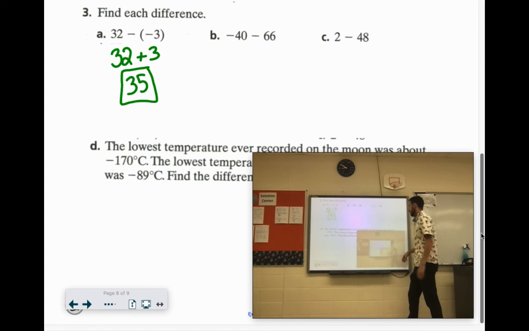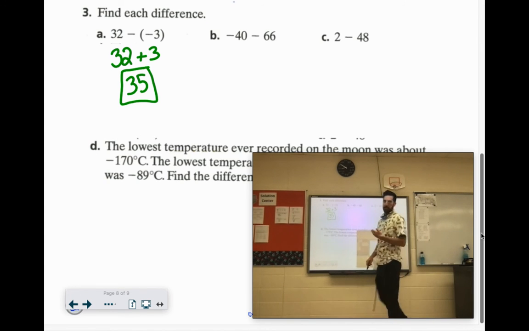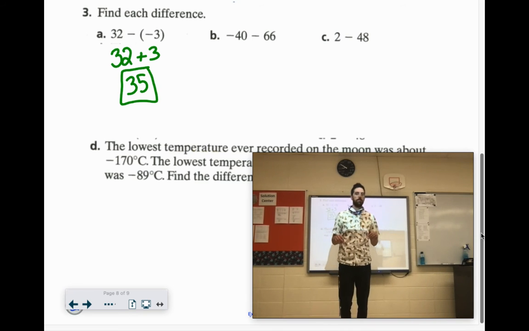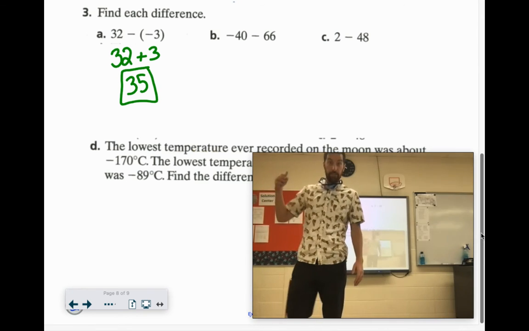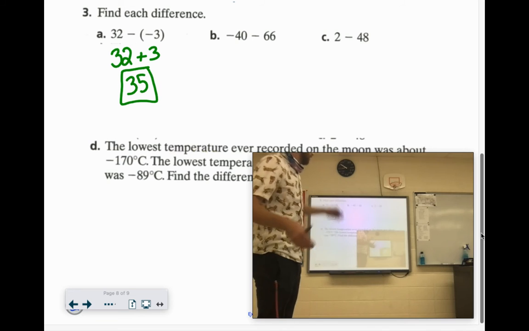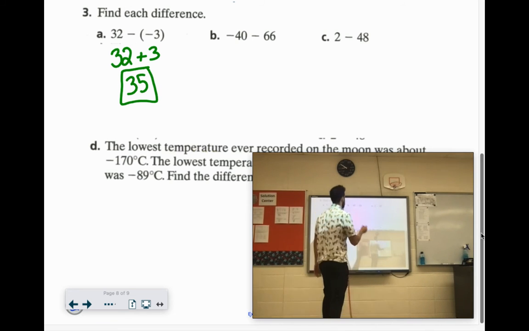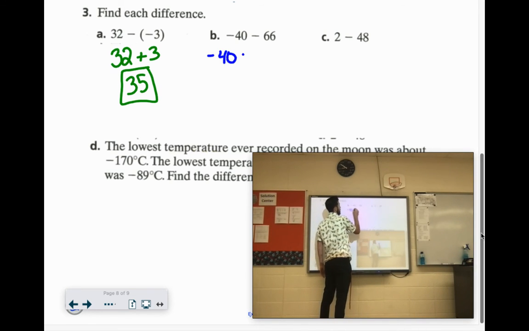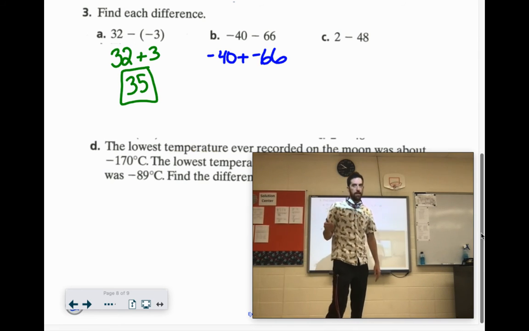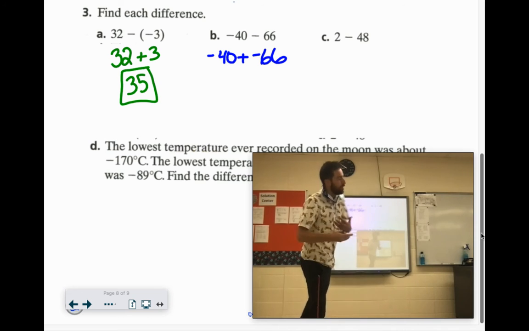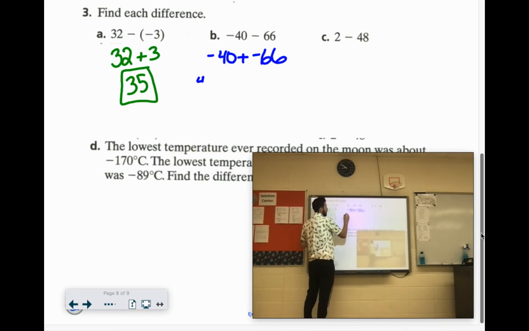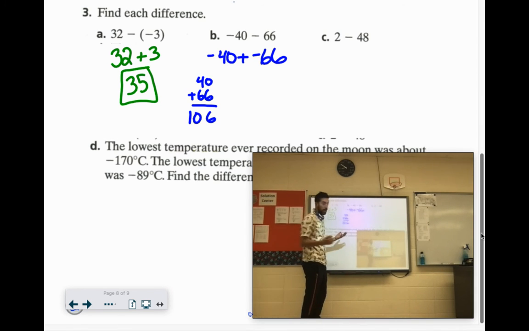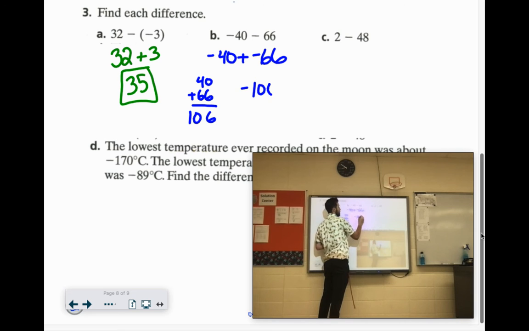Let me scooch down here. Negative 44 minus 66. So we're going to treat that like plus negative 66. So if you want, you can rewrite that, but it means the same thing. You don't need to rewrite that. Here's the idea. They're both negative, so just add them together, which will give you 106, and keep it negative. So negative 106.